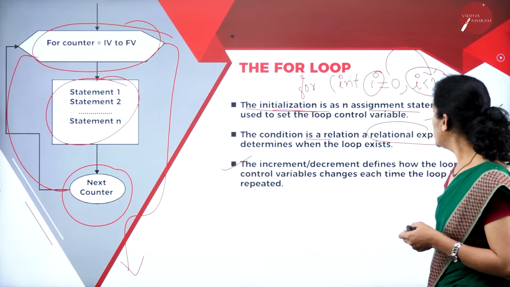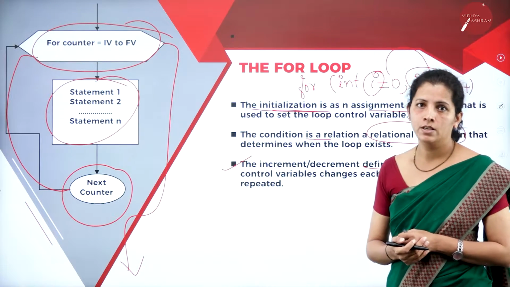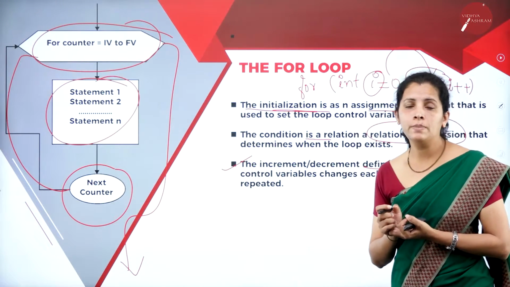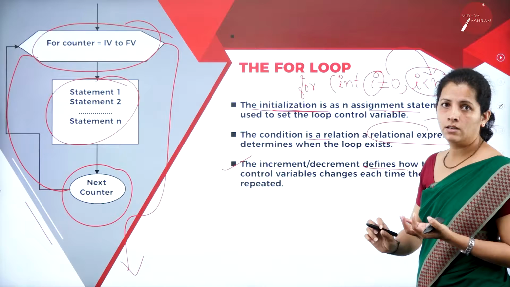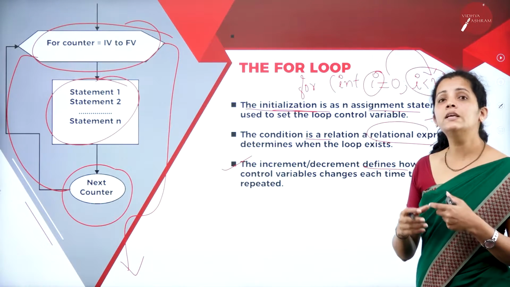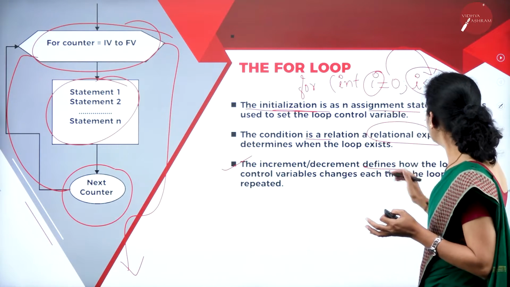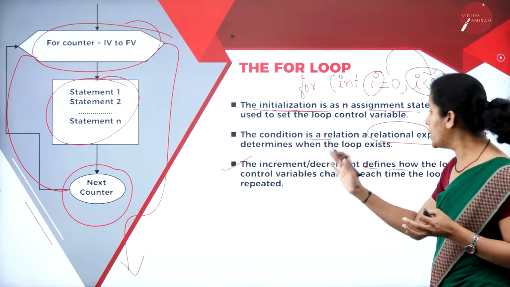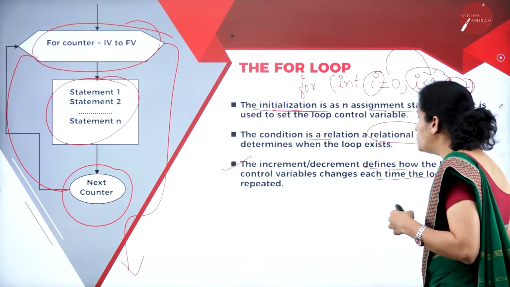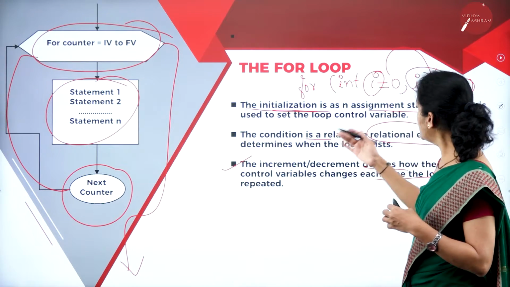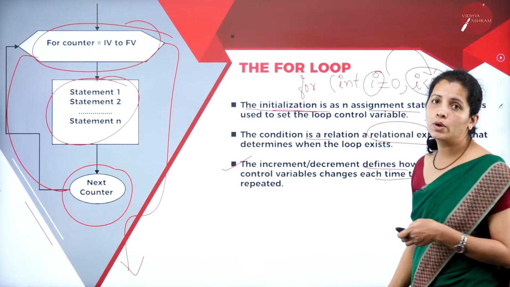The decrement or increment defines how the loop control variable changes. So which is the loop control variable here? That is nothing but i. Here I am going to increment. So what is the increment here? Each time I am going to increment i by 1. So here i is the loop control variable, and it is going to change each time the loop is repeated. If I repeat n number of times, then n number of times the i value is going to vary.